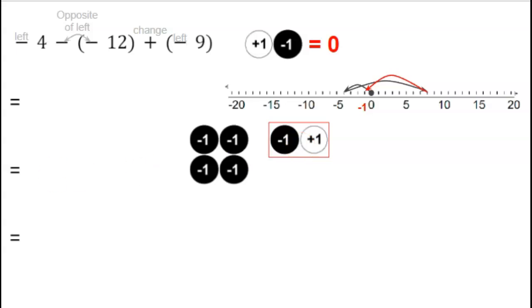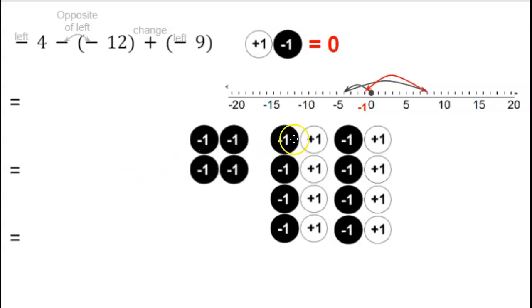So how many 0 pairs would I need to add? I already have 4 negatives, and I need to take away 12 negatives. So I need 8 more 0 pairs to have a total of 12 negatives. So let's add those. So here I have 1, 2, 3, 4, 5, 6, 7, 8 0 pairs added to the 4 negative ones, and now I should have enough negatives to take away 12.